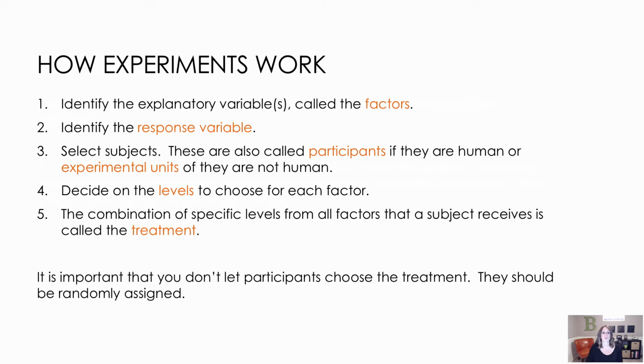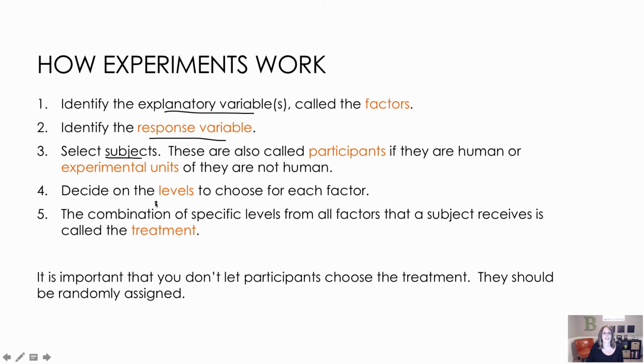Well, the first thing is we're going to identify the explanatory variables, and we remember we've talked about this before, called the factors. So the explanatory variables are things that we're changing so that we can then measure the response variable. So we're going to measure the response variable and the explanatory variable, and then we're going to select our subjects. You might call them participants if they're human, experimental units if they're not human. Either way, just call them subjects.